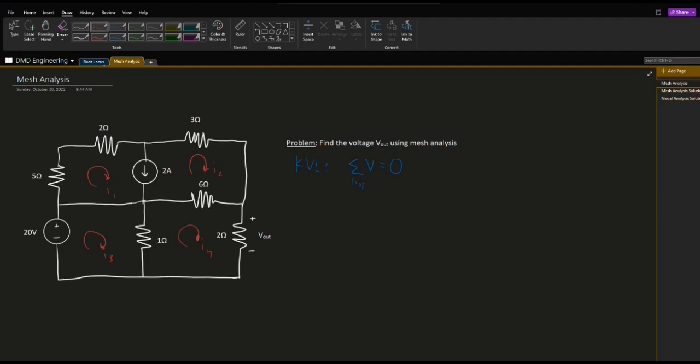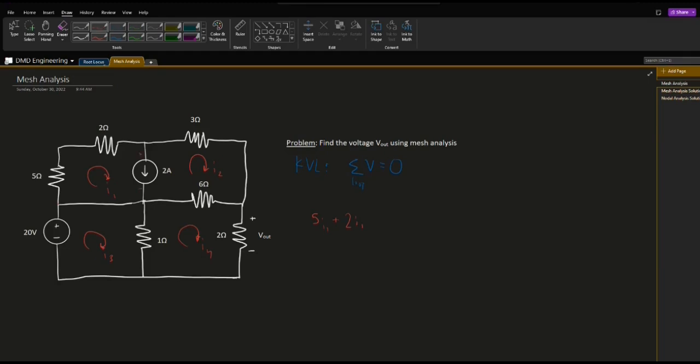For the first one, I always start in the bottom left corner. We're going to go around the I1 loop. Starting down here, we go up through this resistor, and I said that resistors are going to be positive. So the voltage across that resistor, V equals IR, is going to be I1 times 5. Then if we continue around that loop, we get up to this 2 ohm resistor, so that's going to be 2I1. Then we see this current source right here in the middle, and we don't know what the voltage across that is, so I'm going to go ahead and label that.